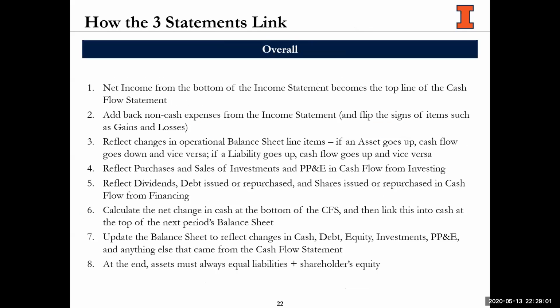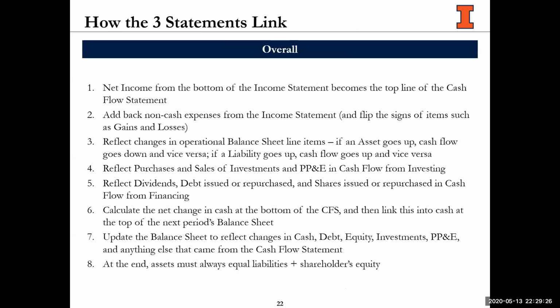How the three statements link is pretty interesting. The net income starts from the bottom of the income statement and flows to the top of the cash flow statement. You will essentially add back all non-cash expenses from the income statement, and you'll flip the signs of any gains or losses. So if you have a gain, you need to subtract this out here because it's not related to operations. This is more related to investing activities, which will be added back later.